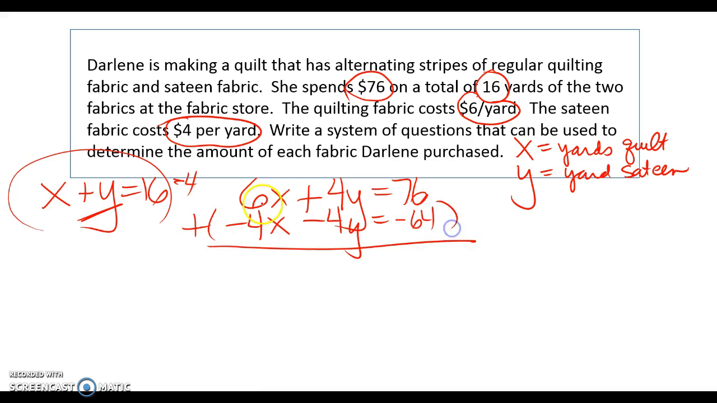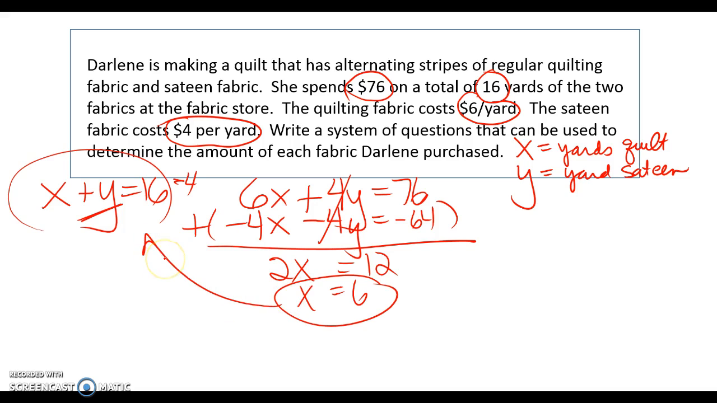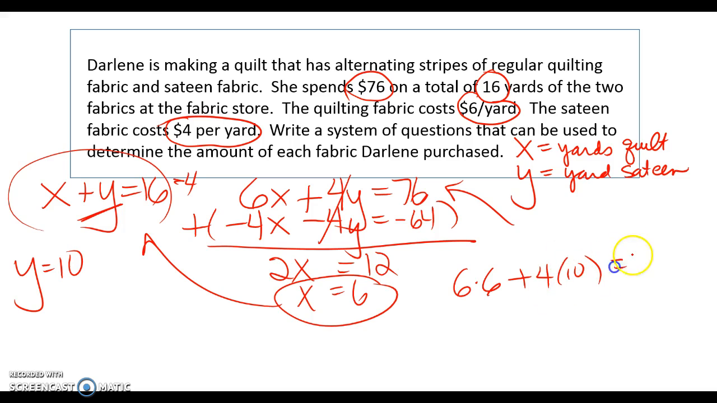Add these equations together. 6x minus 4x, 2x, zeros out, equals 76, right? Minus the 64, 12. X equals 6. Well, it looks like she bought 6 yards of the quilting fabric, which, if I bring it back here, means I bought 10 yards of the sateen fabric. Let me see if that works. Let's pick this equation just to double check. So 6 times 6 plus 4 times 10, does that indeed equal 76? 36 plus 40. It sure does.